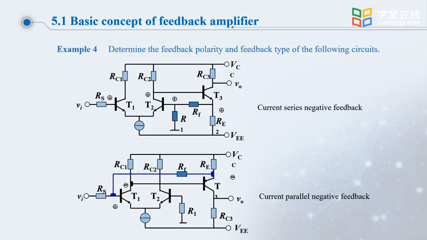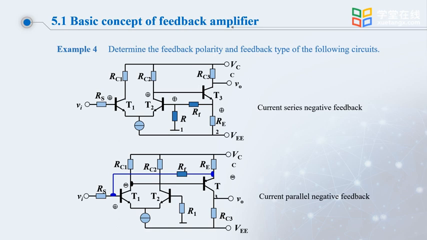Let's look at this topic, its feedback type and polarity. We can tell that it doesn't extract the output voltage. This is an electric current, so the output is current feedback. If the feedback element is RF, as we said before, if it connects to the input base of the differential amplifier tube for signal input, that's parallel. Otherwise, it is in series. It connects to the transistor that is not the signal input, so it's a series feedback. This is a current series feedback.